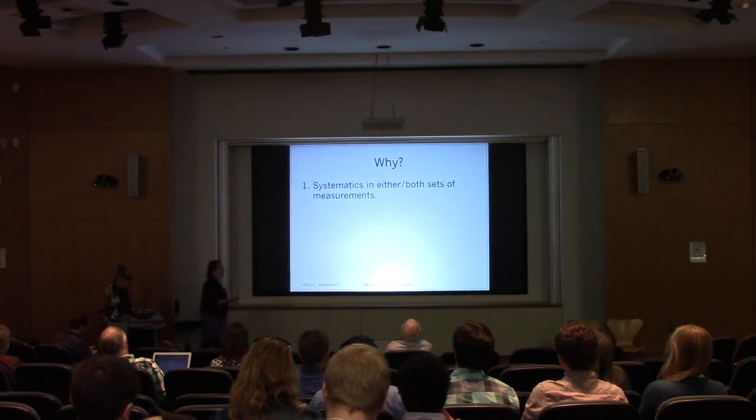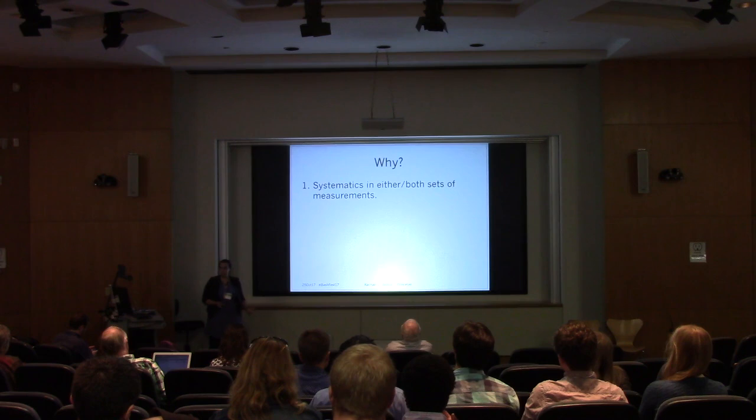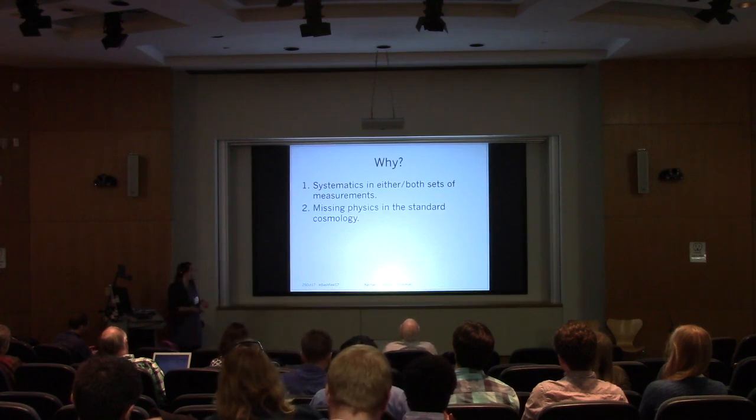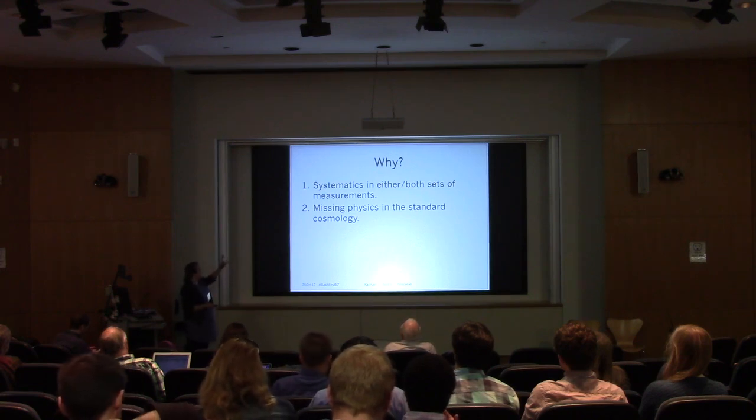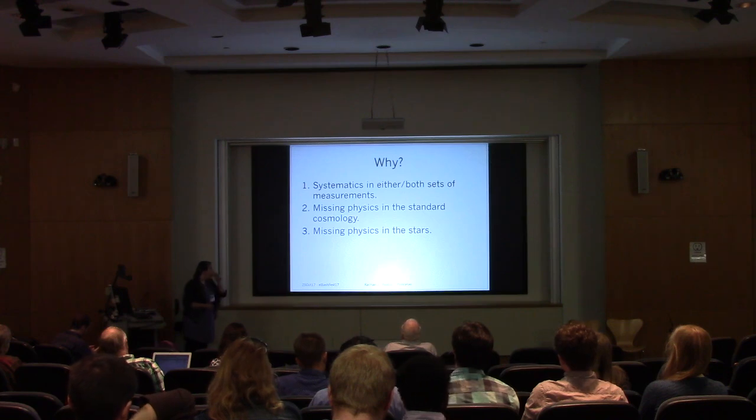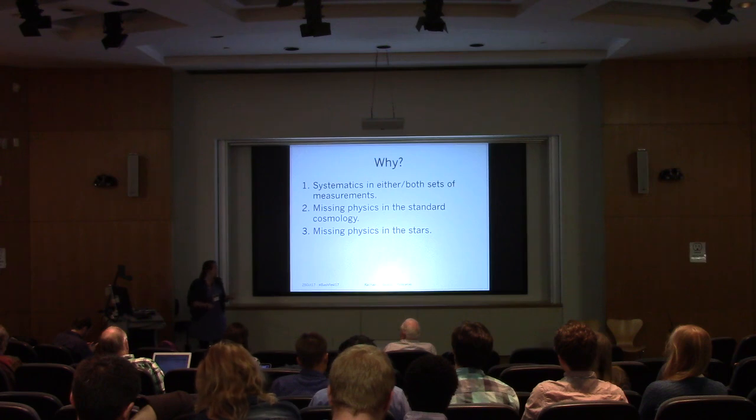There could be systematics that we don't know in either set of measurements. We could be missing physics in the standard cosmology. That is the most exciting thing to go for. Number 1 being the most likely, number 2 being the most exciting. We could be missing physics in the stars. It's incredibly likely, but we've been studying stars for a long time.